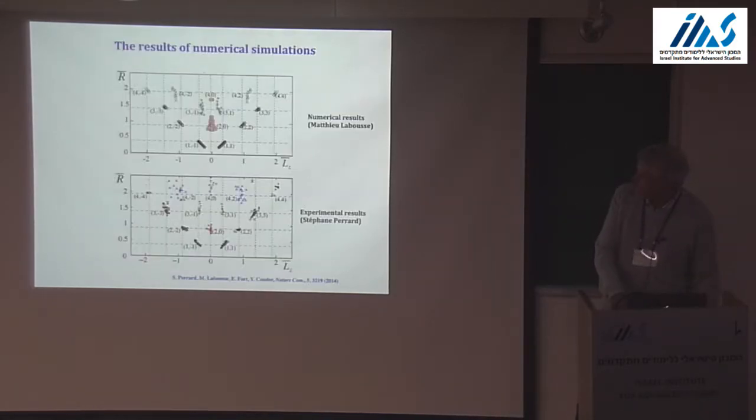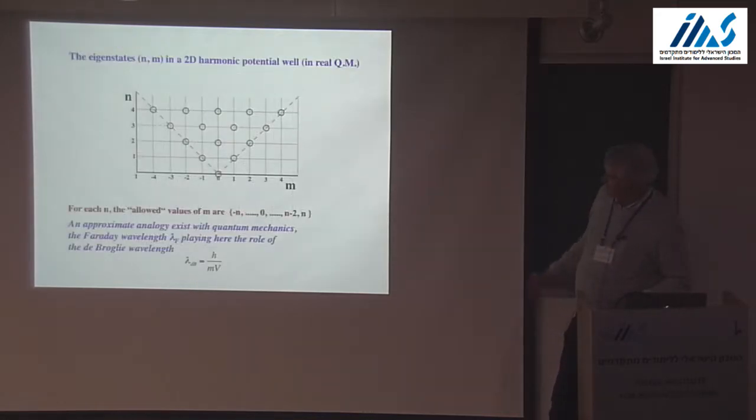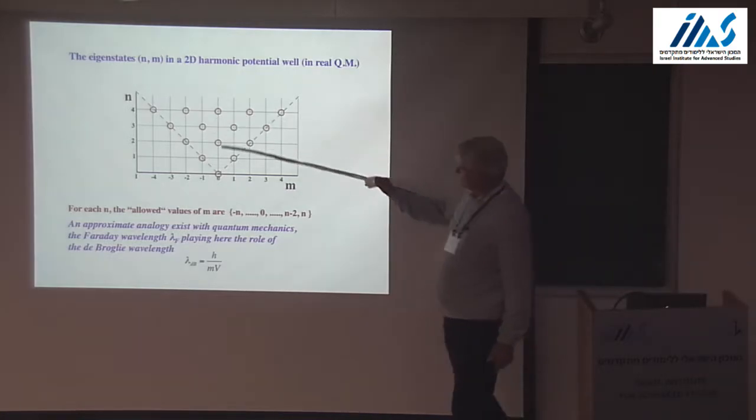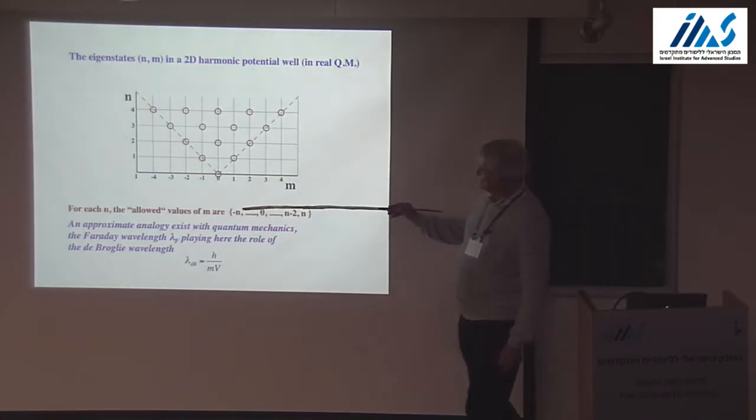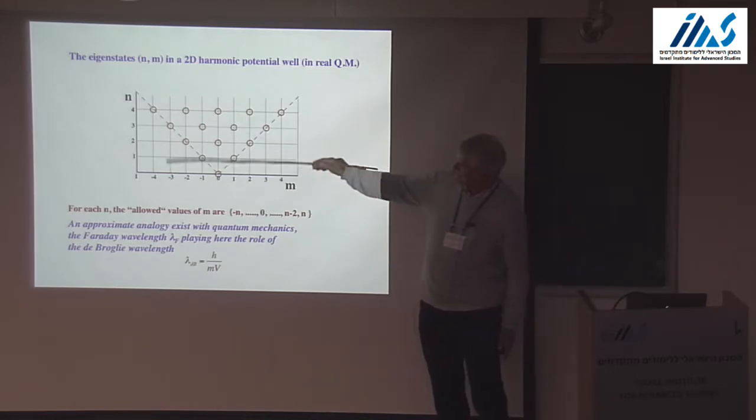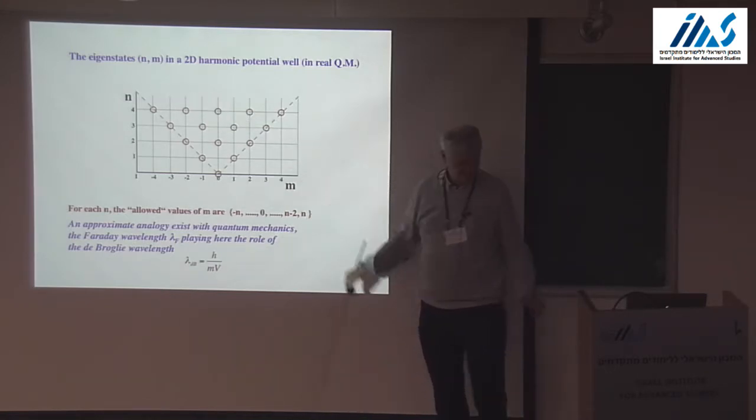So this can be simulated in a numerical simulation of the type that I've shown you. And it is somewhat similar to what is observed in a 2D harmonic potential quantization condition in real quantum physics. But of course, this is cheating because in our case, we don't have energy, we have size.